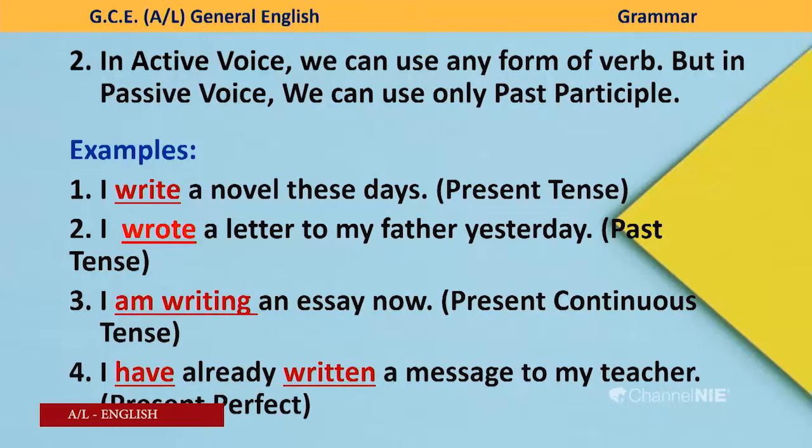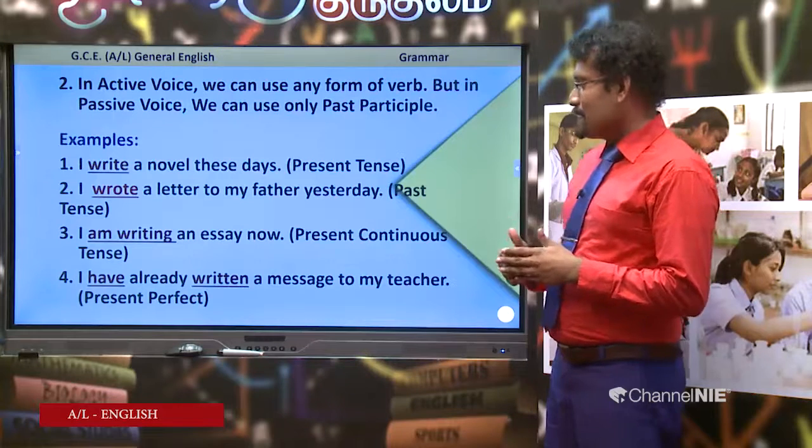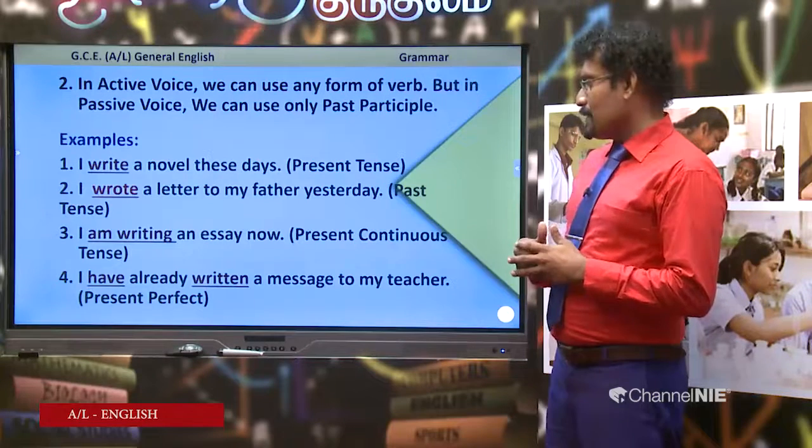First one, I write a novel these days. That is present tense. You have write there. The verb write means that is the present tense. I wrote a letter to my father yesterday. That is past tense. I am writing an essay now. That is present continuous tense. Fourth sentence, I have already written a message to my teacher. That is present perfect. Write, wrote, am writing, have written.